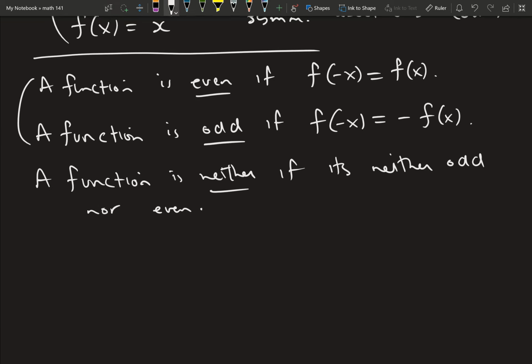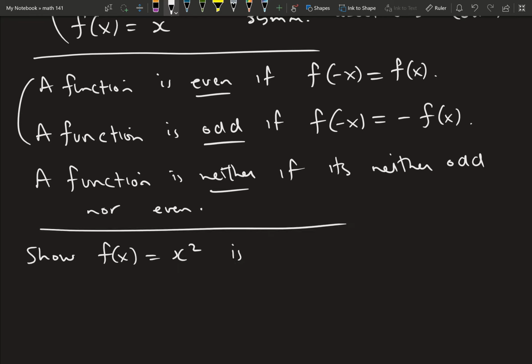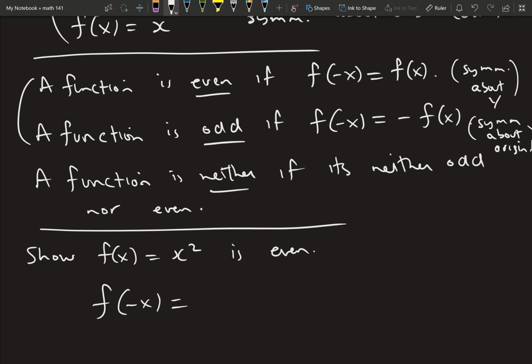So let's show that f of x equals x squared, using this definition, is even. And again, even just means symmetry about the y-axis, and odd is symmetry about the origin. Okay. Well, what do we need to show? We need to show f of negative x is equal to, and eventually we should get, x squared, because that's what f of x is.